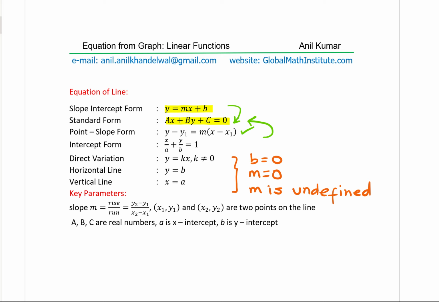Now, direct variation, horizontal lines and vertical lines, those three cases, if you could recognize them, within a second you can write the equation of a line. So that is very helpful. I hope you find it interesting and useful.